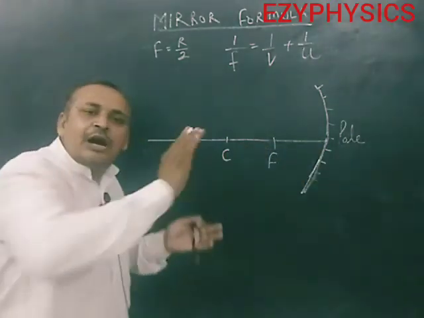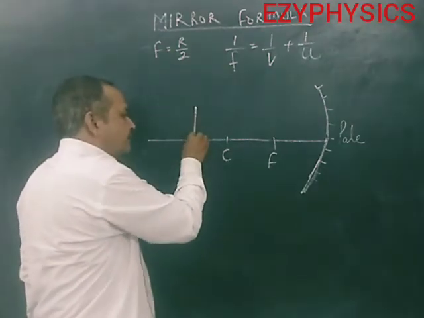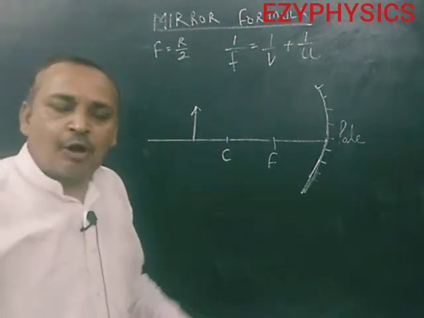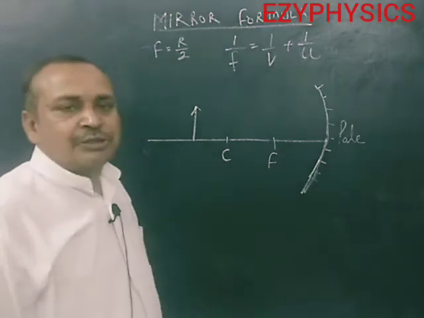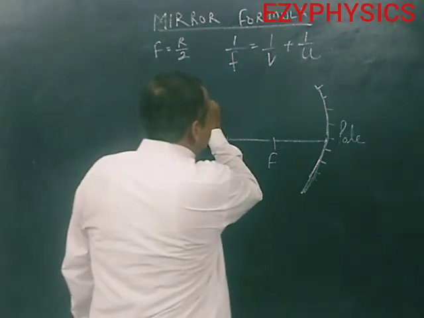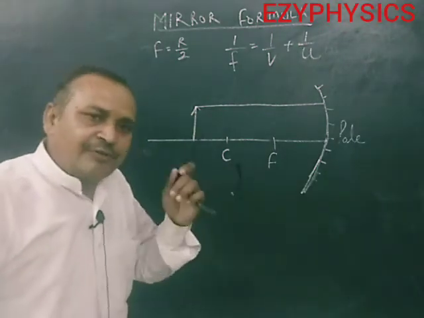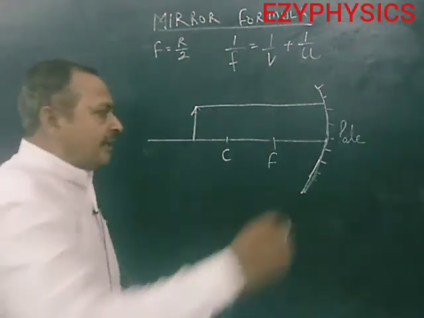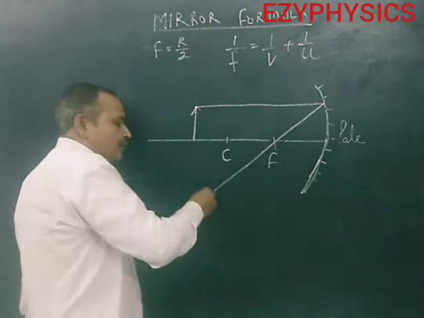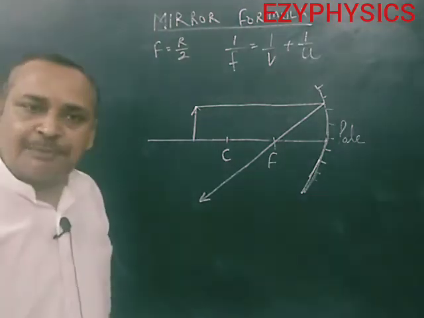So we can keep the object anywhere on this principal axis. Let us say, suppose we have kept an object here. According to the first rule of image formation, we know that a ray of light which moves parallel to the principal axis, after reflection from the mirror, will definitely pass through the focus in this particular way. Any doubt? Good. So this is our first step.